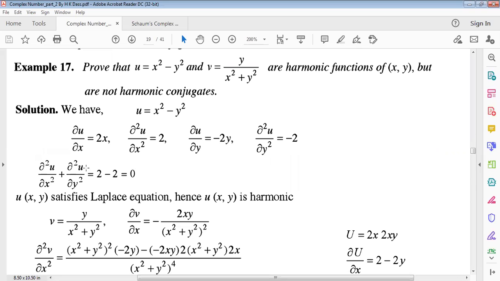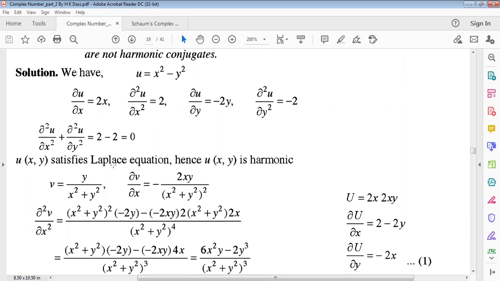Then this is obviously harmonic because it satisfies the Laplace equation. ∂²u/∂x² plus ∂²u/∂y² equals what? 0. 2 minus 2 is 0. So u satisfies the Laplace equation, hence u is harmonic.